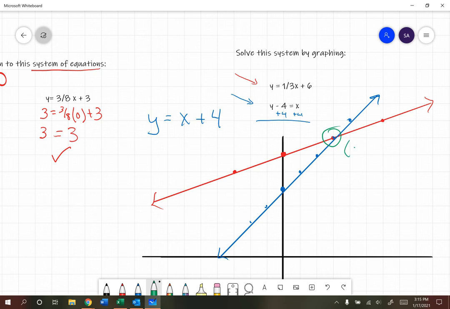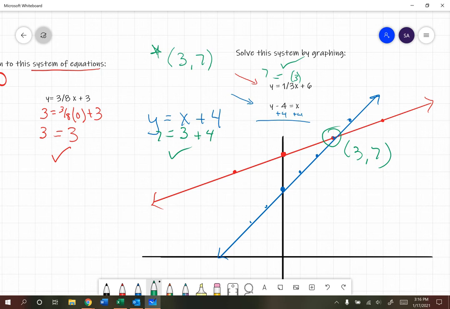And we can see that is at coordinate (3, 7). So I think the solution is (3, 7). But I'm going to plug these both in just to make sure. If I plug a 3 in for x, 3 plus 4 is 7. So yep, that one checks out. Over here, if I plug a 3 in for x, 1/3 times 3 is 1, plus 6 is 7. So yep, that one checks out. It's true for both equations, which means it is true for the solution. And I have found my solution.